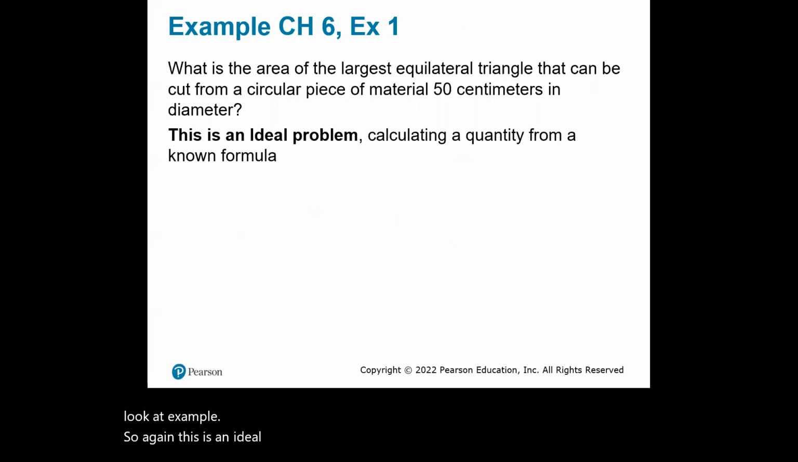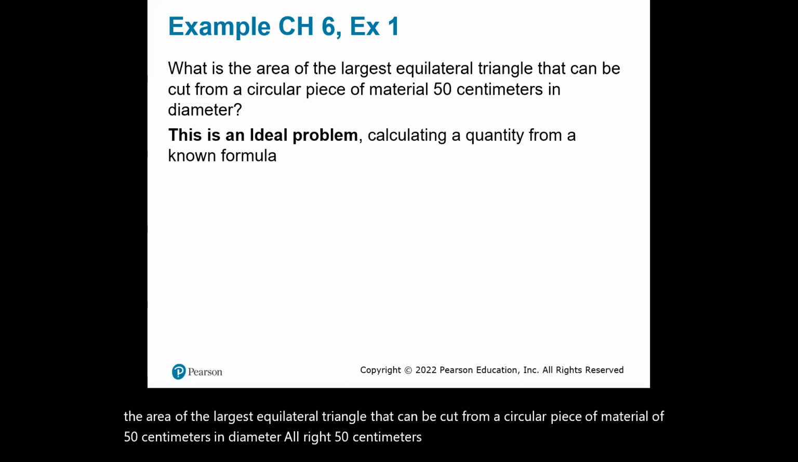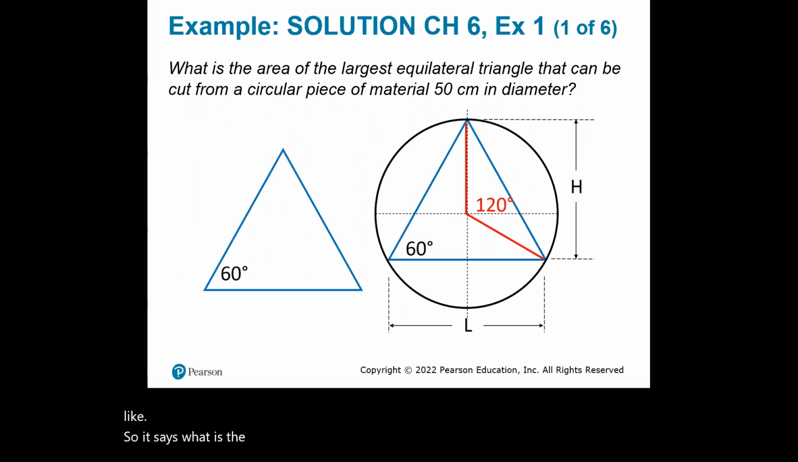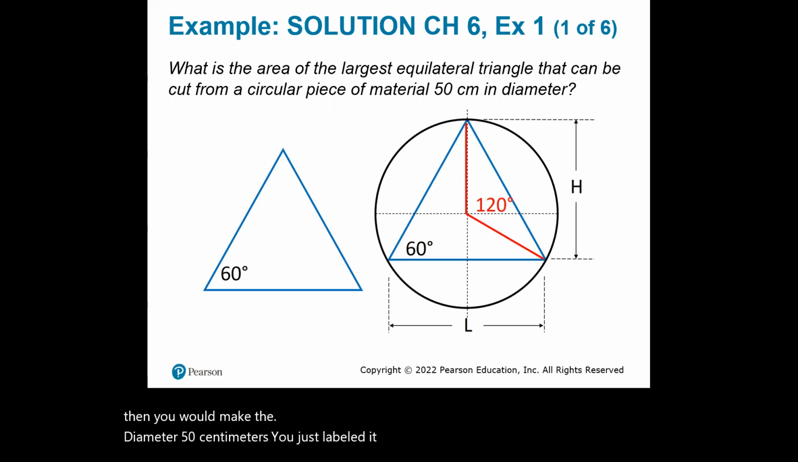And the thing is, what it's asking, it says, what is the area of the largest equilateral triangle that can be cut from a circular piece of material 50 centimeters in diameter? All right. Now, this is what that looks like. You would draw that circle, obviously, and then you would make the diameter 50 centimeters. You would just label it that, right? Then you would draw a triangle from corner to corner.